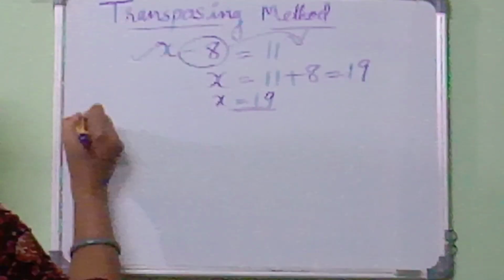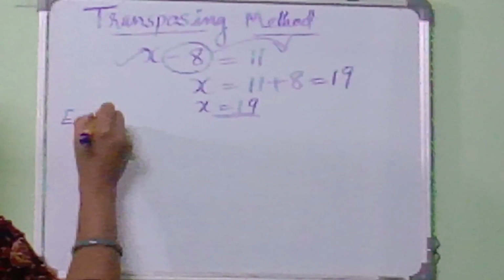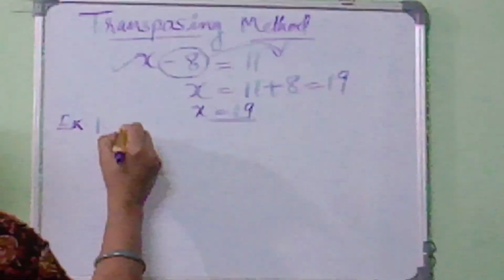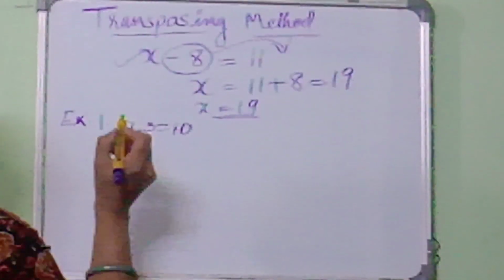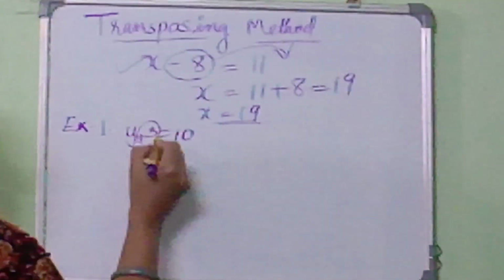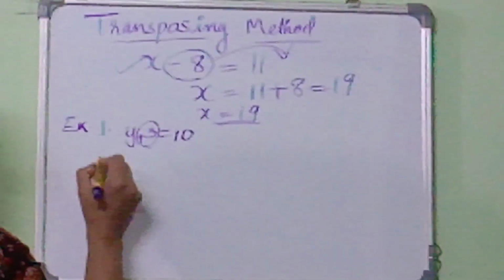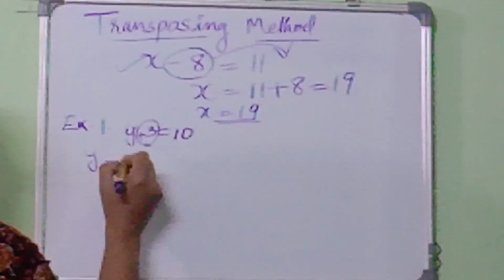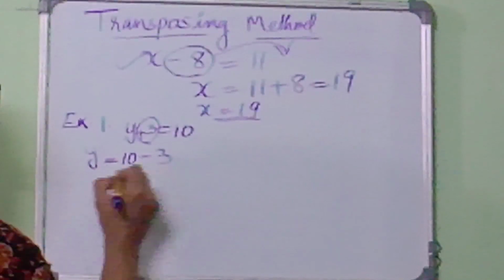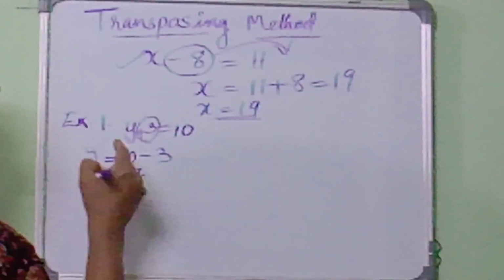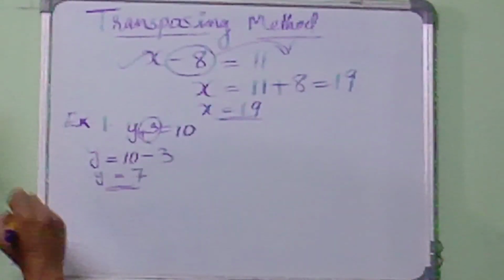Let us discuss some examples. Example 1. y plus 3 is equal to 10. To find the value of y, we have to transfer this plus 3 to the other side. So it will become y is equal to 10 minus 3. And the answer is what? 7. So y equal to 7 is the solution of this equation.